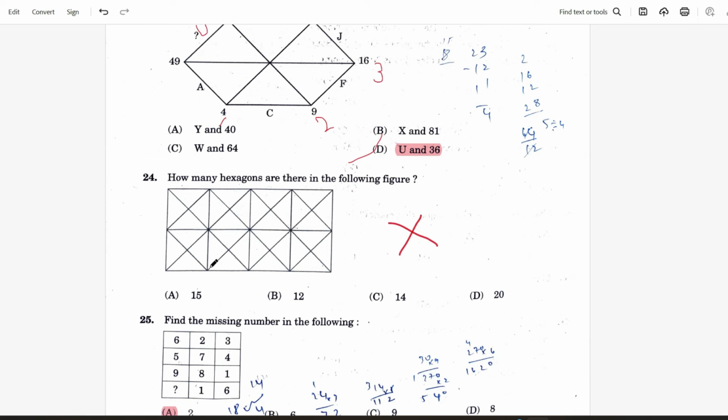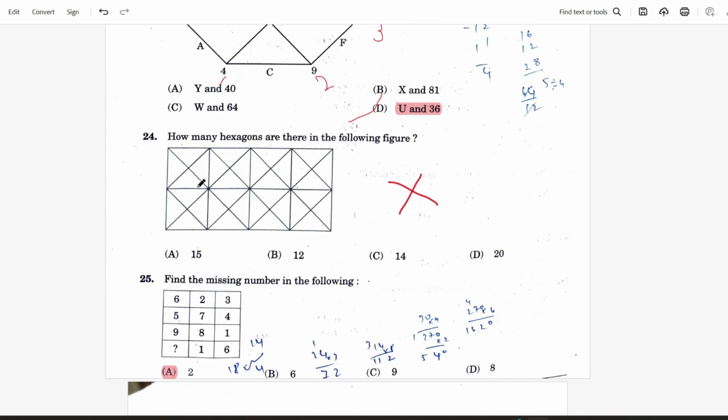So about the 24th question, according to the question, I found there are only two hexagon figures, like this one and this one. So there are two hexagon figures, but there is no option 2 here. There might be a chance it would be asking how many squares are there in the given figure, then the answer would be 21. But there is no option of 21 also. So this is the wrong answer, and there might be a chance of getting grace marks for these answers.